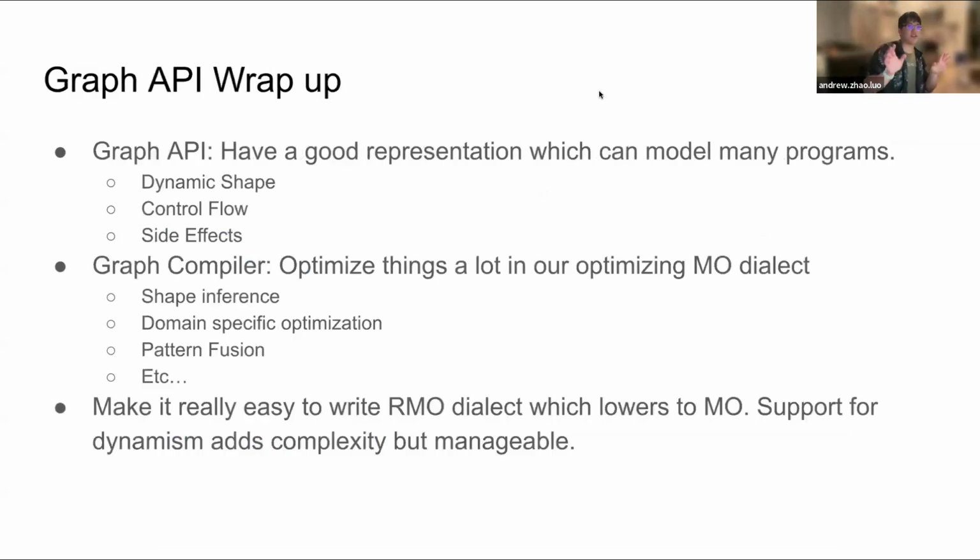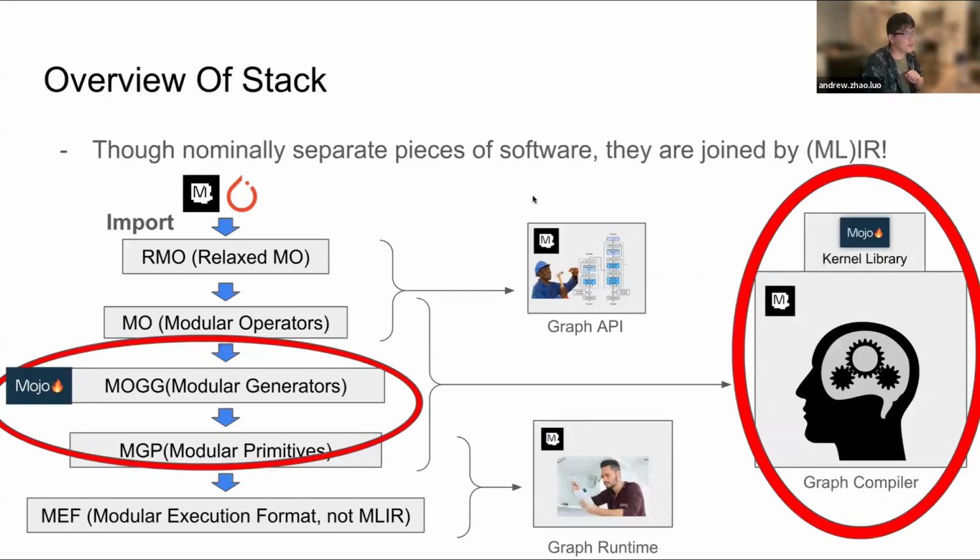Okay, so in conclusion, the way I would describe it, the Graph API wants to have good representations which can model all sorts of programs that we want to model, like mainly LLMs these days. And the Graph compiler wants to optimize all of these things. The main thing is that you have this RMO dialect, which lowers to MO, and you can have this progressive lowering to support all these semantics that you absolutely want. Okay, so that's the front end part of the stack, the Graph API.